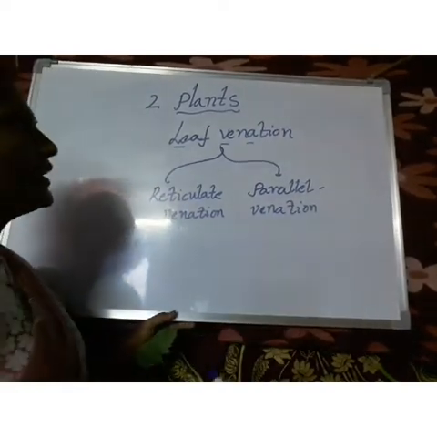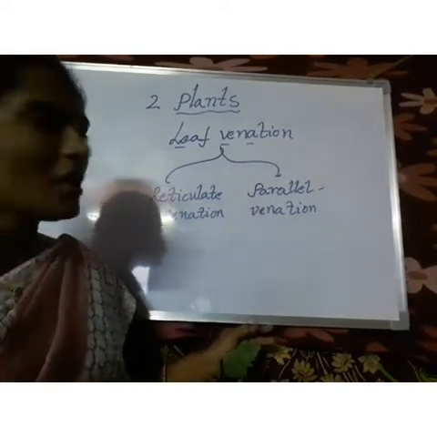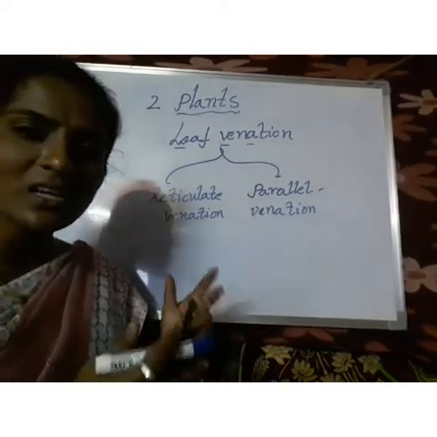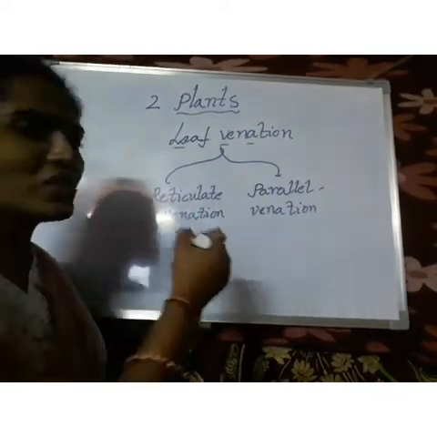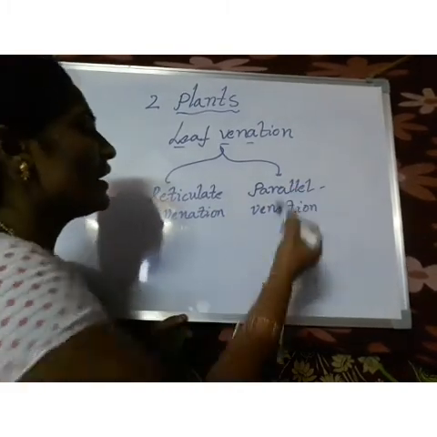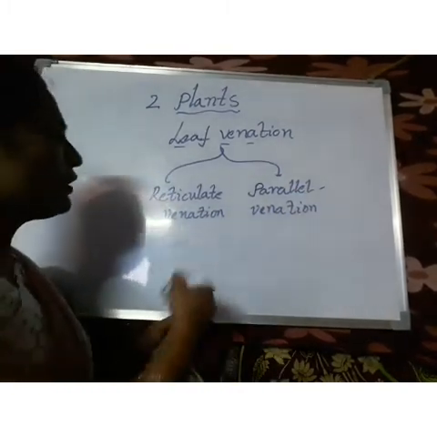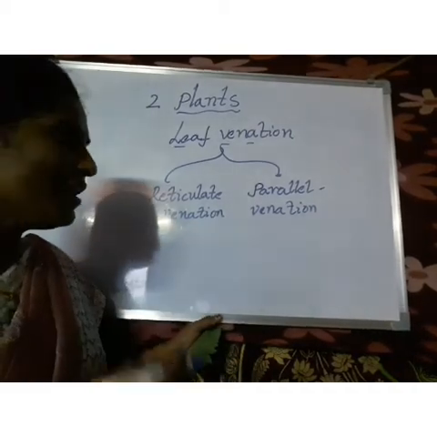What is meant by leaf venation? How the veins are arranged in the leaves, we call leaf venation. Leaf venation is mainly of two types, reticulate venation and parallel venation. And how can we decide whether the leaves have reticulate venation or parallel venation?